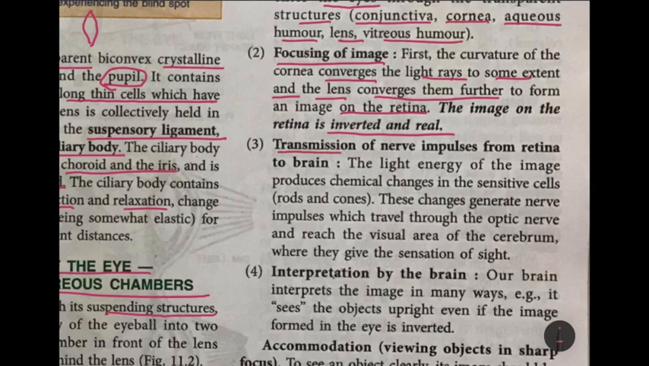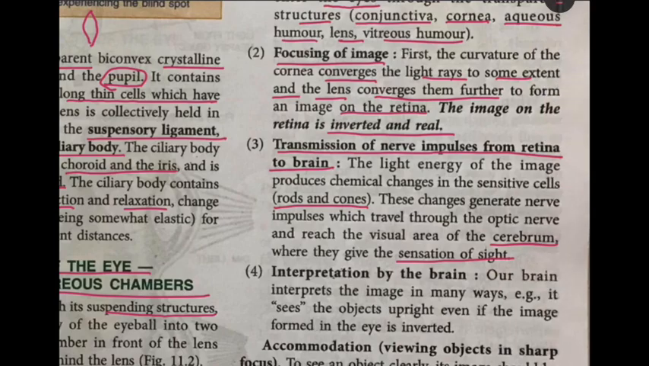Next is transmission of nerve impulses from retina to the brain. The light energy of the image produces chemical changes in the sensitive cells. What are the sensitive cells present in the eye? Rods and cones. So these changes generate nerve impulses which go through the optic nerve and reach the visual area of the cerebrum. Remember, we did that, in the cerebrum, where they give the sensation of sight. Whatever you see is actually seen by the brain, you can see.